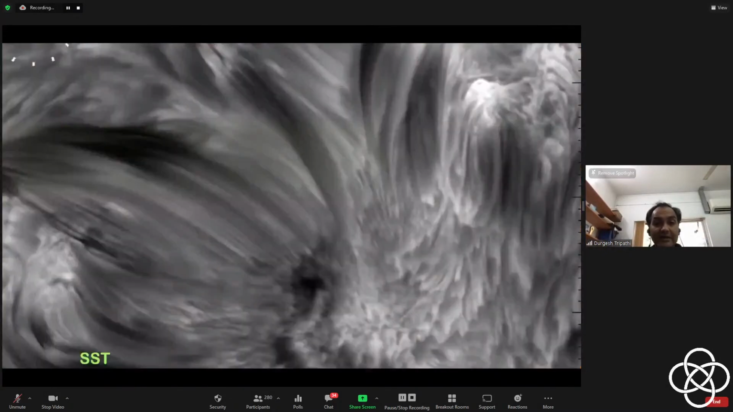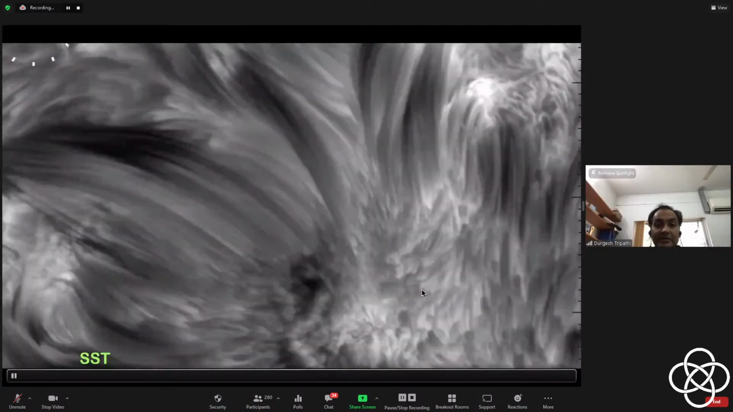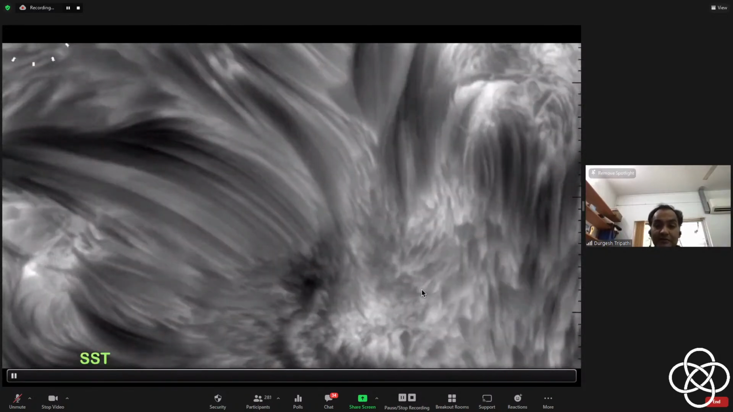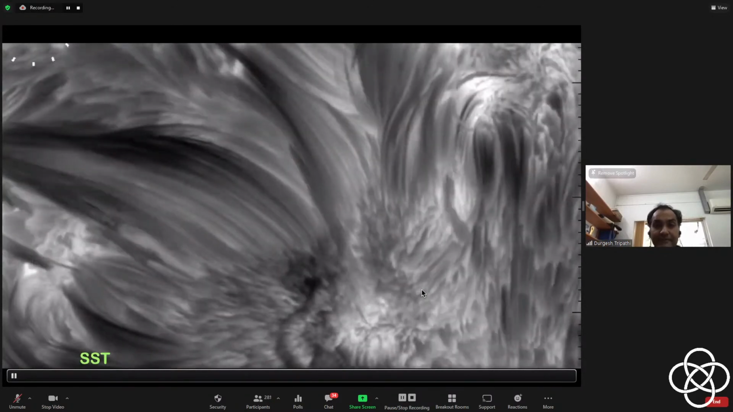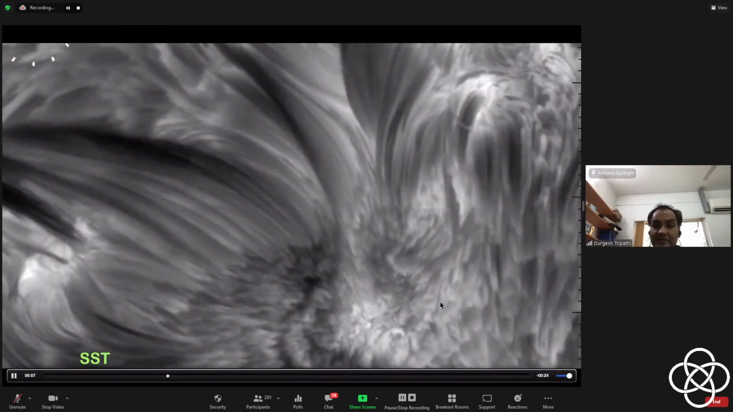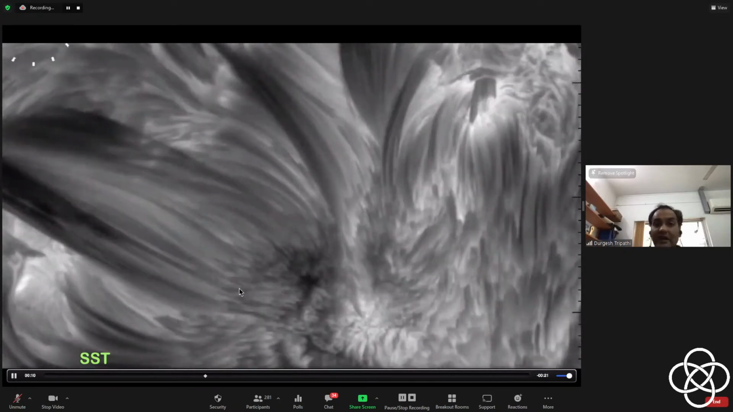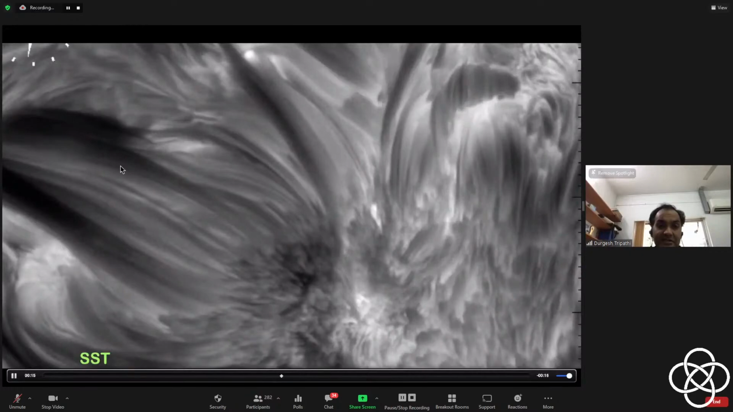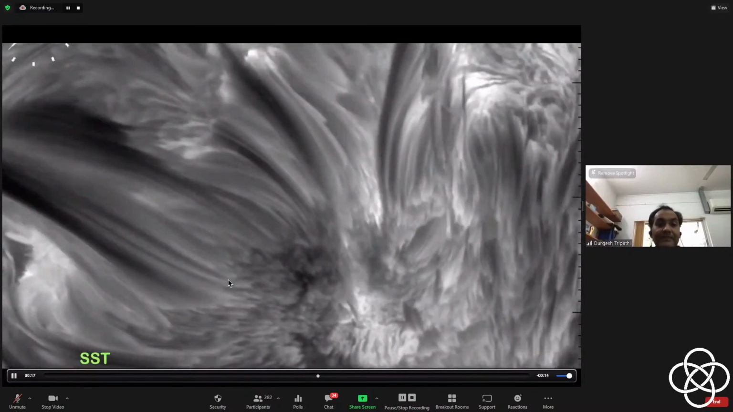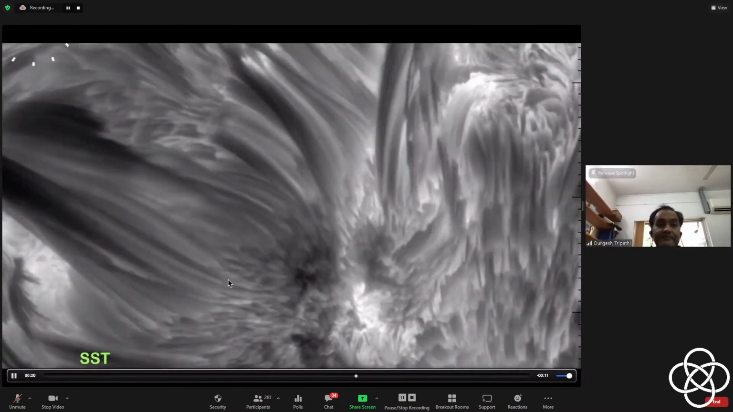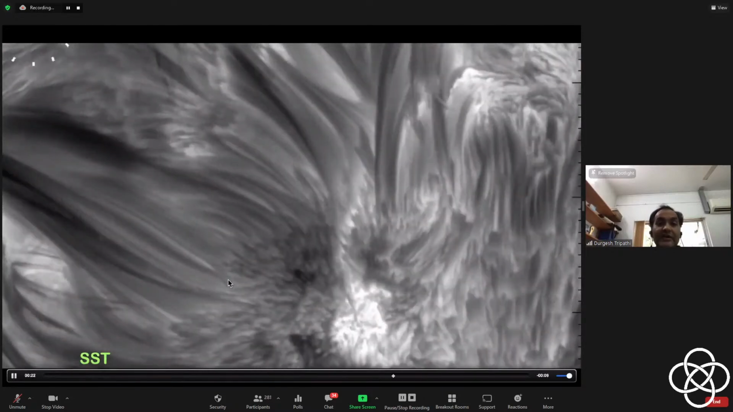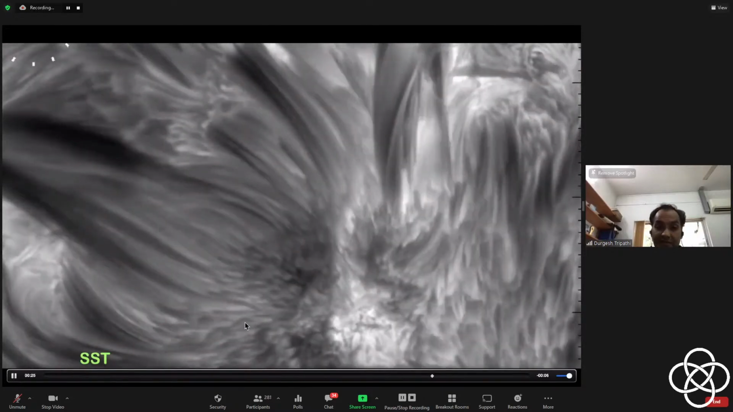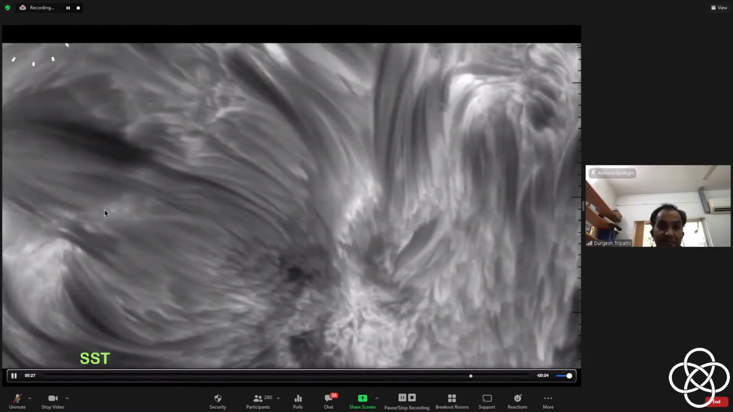Even if you go higher, this is taken in an H-alpha image, a very high resolution one, again with the Swedish Solar Telescope. You can play it and see, this is the chromosphere now. So the earlier two images were photosphere, this is chromosphere. And as you can see, there are a lot of structures evolving in all kinds of fashion you can imagine. And each of these structures could be showing very different dynamics.